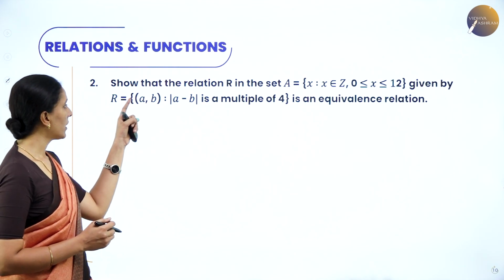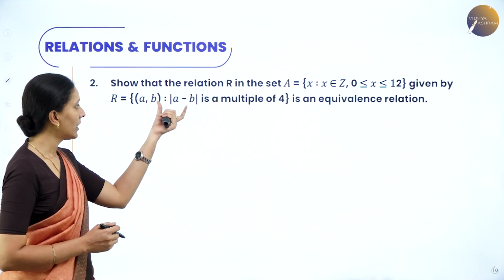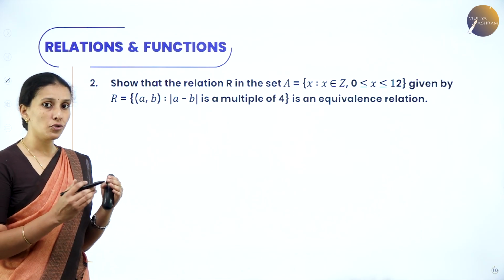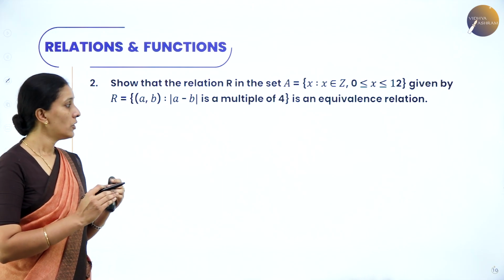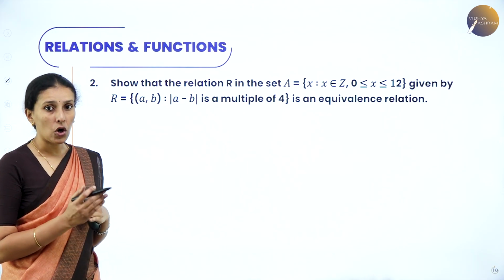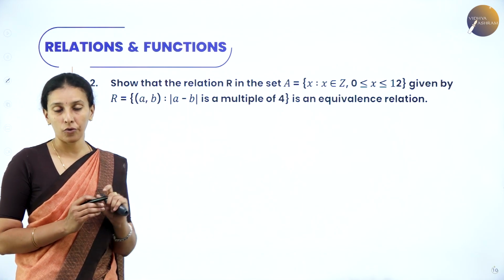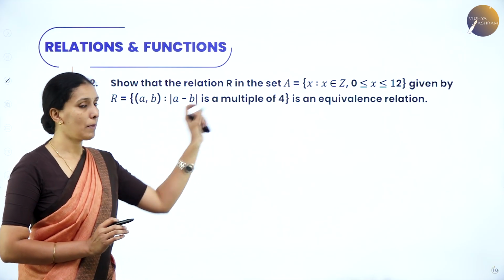We should choose the elements a, b from the set in such a way that their difference under the modulus is a multiple of 4. We can choose (0, 4), (4, 0), (4, 8). (0, 5) cannot be chosen because their difference is 5 and 5 is not a multiple of 4. So we should pair elements so that their difference is a multiple of 4.